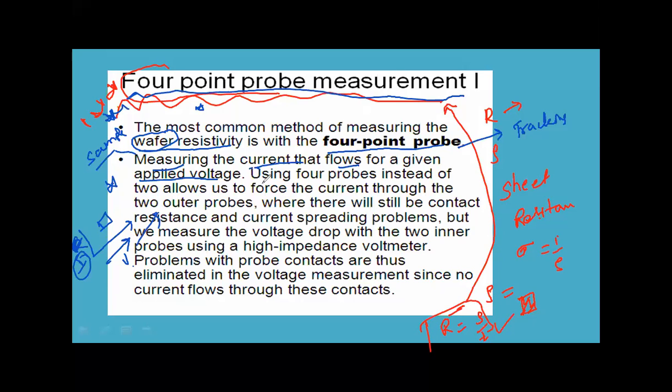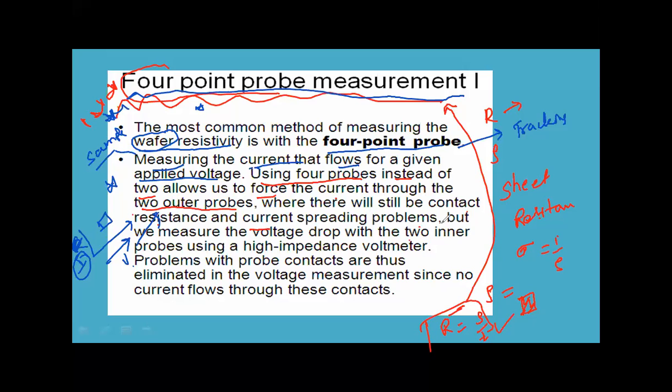Using the 4 probe instead of 2 allows us to force current through the two outer probes, where there will still be contact resistance and current spreading problems, but we measure the voltage drop with two.